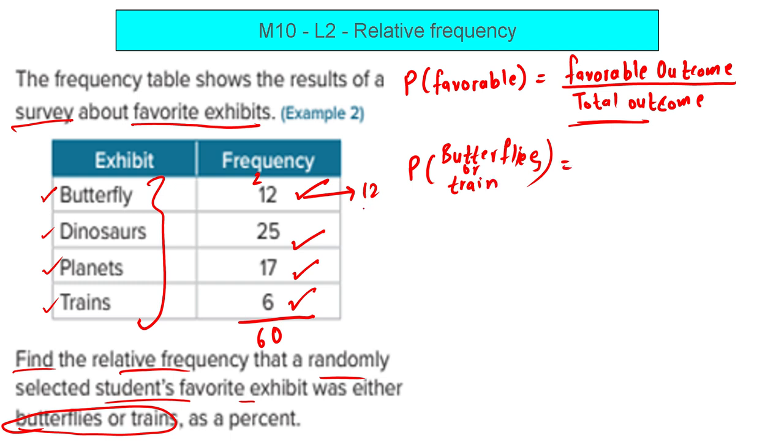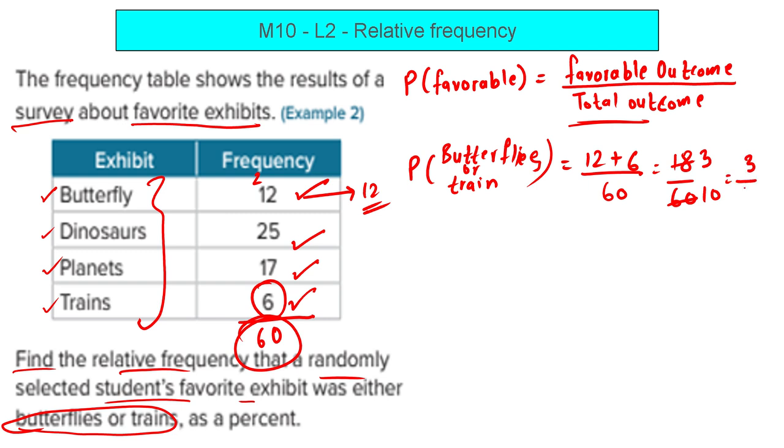Now, how many butterfly? 12. Plus, how many trains? 6. This is my favorable outcome, what I need, correct? Over total. Total how much? 60. Yani 18 over 60. Okay? You can divide it by 6. 6 times 3, 18. 6 times 10, 60. Yani 3 over 10. Now see, in the 10, how many zeros are there? 1 0. So you can remove the 10 and after one number put the point here. This will become 0.3. Khalas.